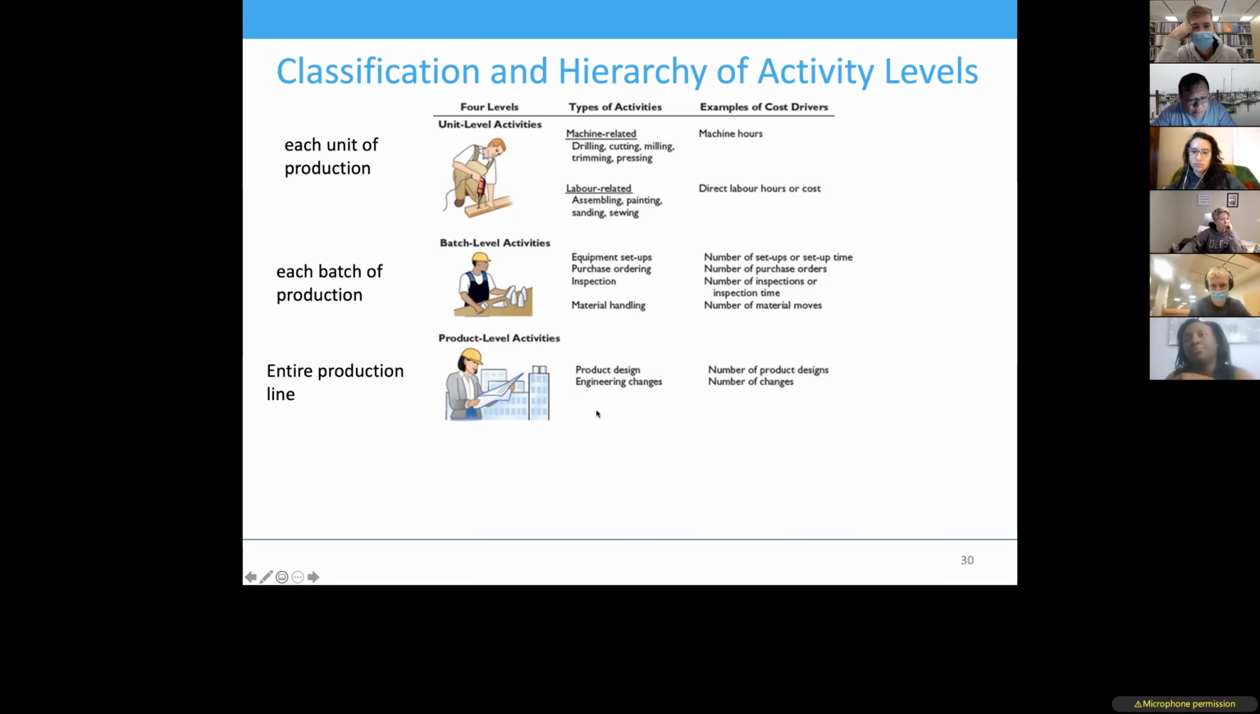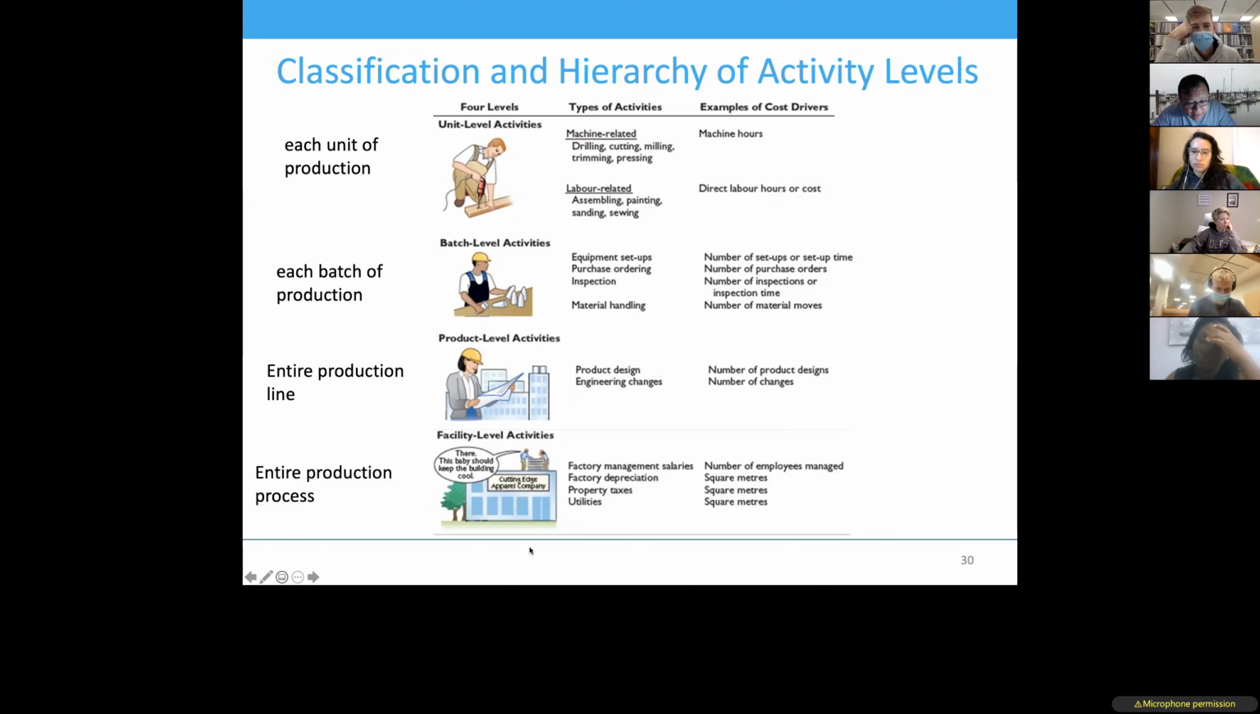The next one would be facility level activities. So you have a factory here. Let's say you make 5 products in the factory. The factory cost will be related to all products, not just one product, because all the products are made within the factory.